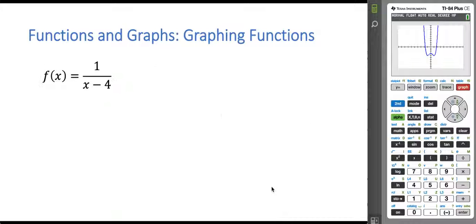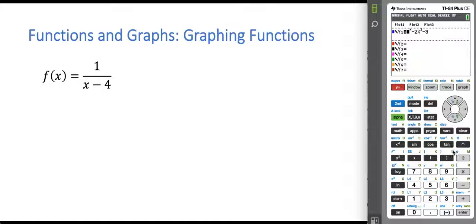All right, next example. F of x is equal to 1 over x minus 4. You have to use parentheses on the bottom here. If you forget to use parentheses, you're not going to get the right answer. So x minus 4 in parentheses. And let's look at this graph.